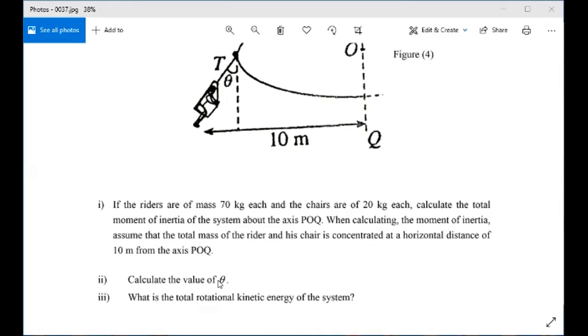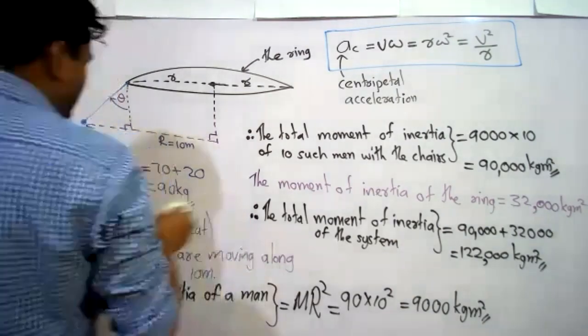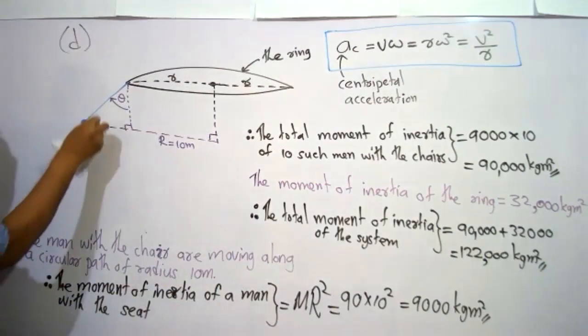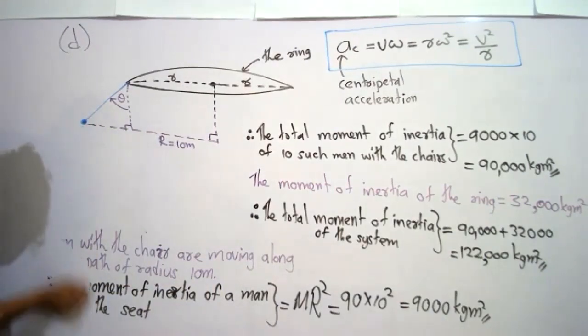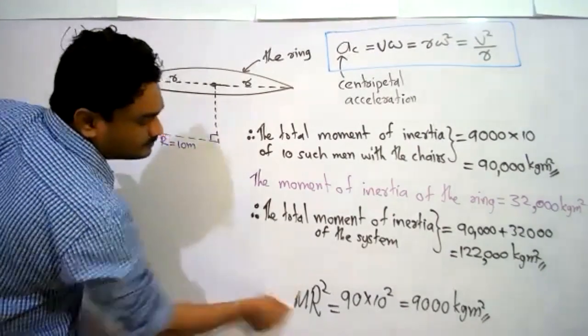Roman numeral 1: calculate theta. What is the total rotational kinetic energy of the system? So we should find theta, and we should find the total rotational kinetic energy. Right? So how do you find this theta here? What is the easiest method to find this angle theta?